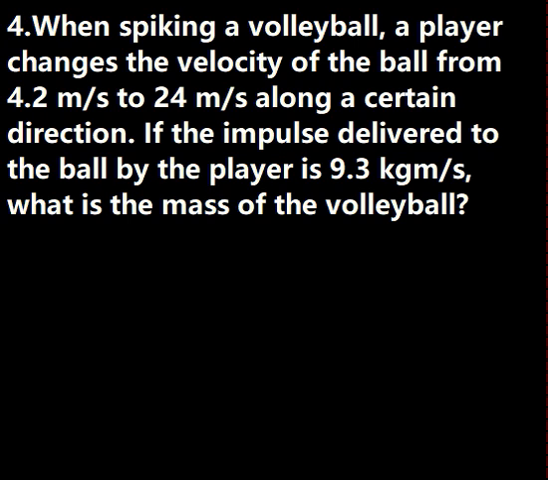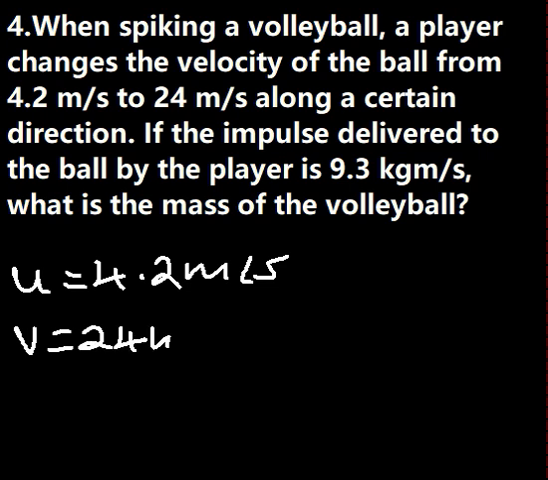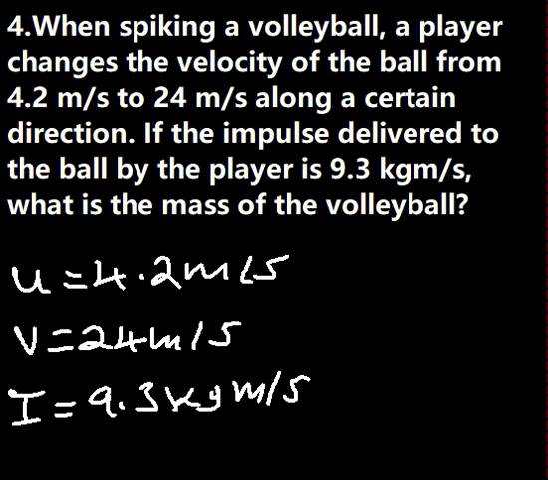And now finally let's look at this question. When spiking a volleyball, a player changes the velocity of the ball from an initial velocity of 4.2 meters per second to a final velocity of 24 meters per second along a certain direction. If the impulse delivered to the ball by the player is 9.3 kg meter per second, that is the impulse.